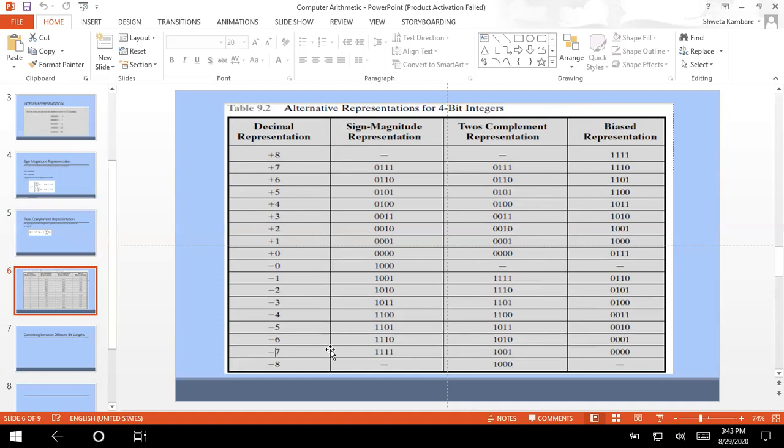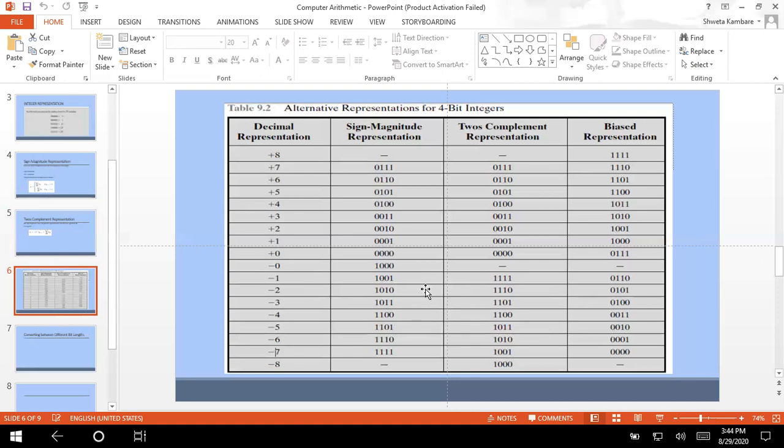See, the values are different in different representations. This is minus 1 in sign magnitude representation, and this is minus 1 in 2's complement representation. So when you see some number in binary, which number does it represent? For that you need to know in which representation scheme the number is represented.